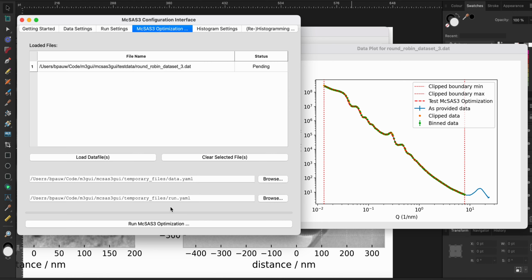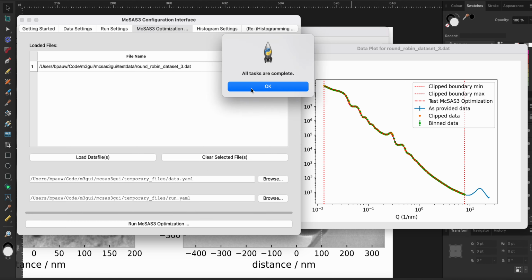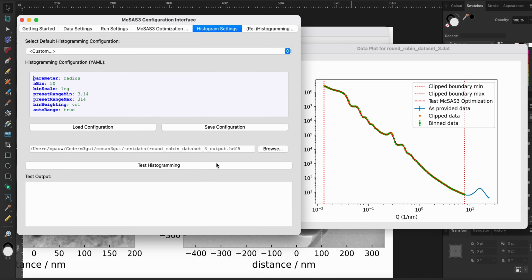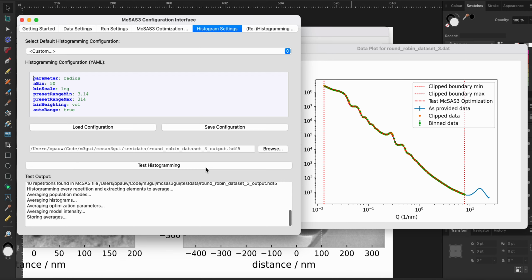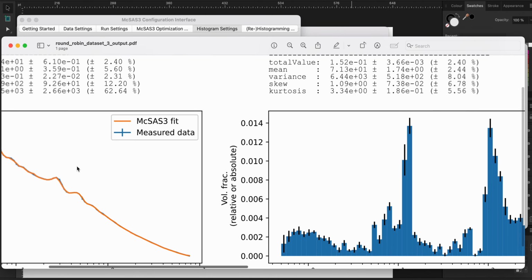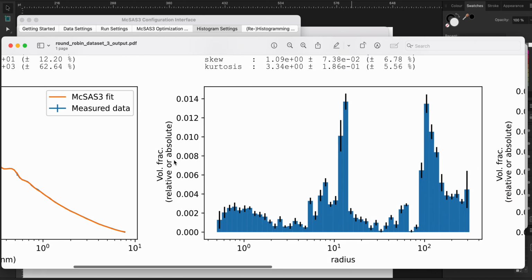So I just want to run that optimization on the third round robin dataset. It will take a little bit longer than the test optimization because now we have 10 of these processes, most of which are running in parallel depending on how many cores you have on your machine. The histogramming has been modified a little bit because we want to isolate the individual populations. So when I show you the histograms, you will actually see that we've managed to fit that data, of course.